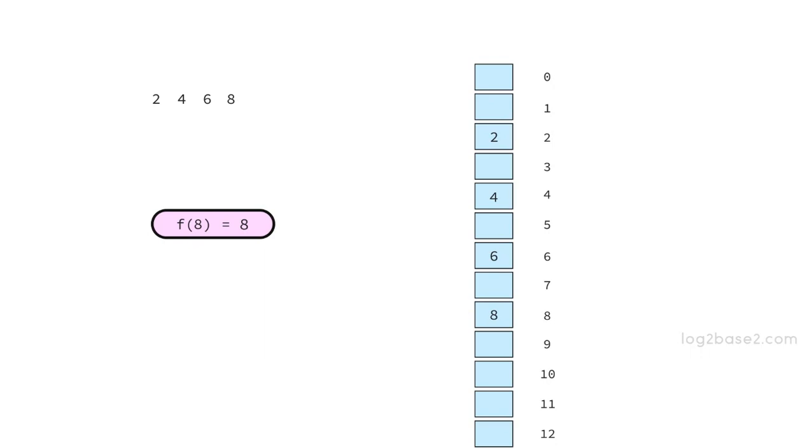We have f of x equal to x. So if we want to search the element 8, we have f of 8 equal to 8. So search the element 8 in array index 8 and we have 8 here, so the search is found. And if we want to search the element 7, we have f of 7 equal to 7. And in index 7, we don't have the element 7, so the search is not found.